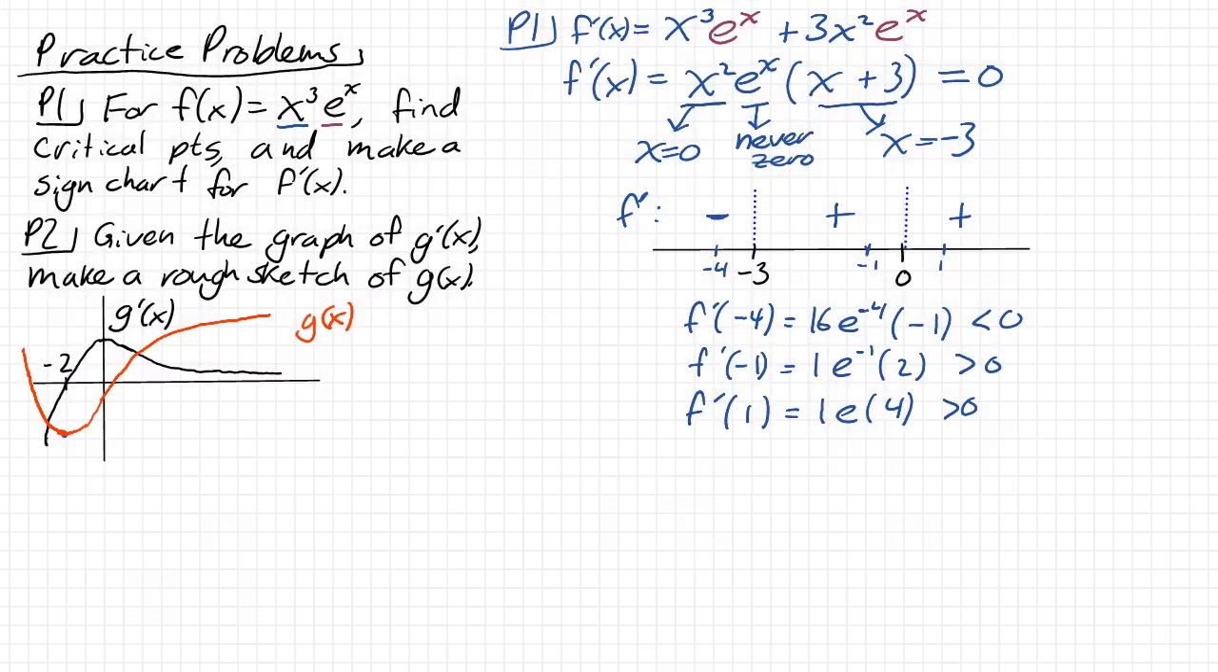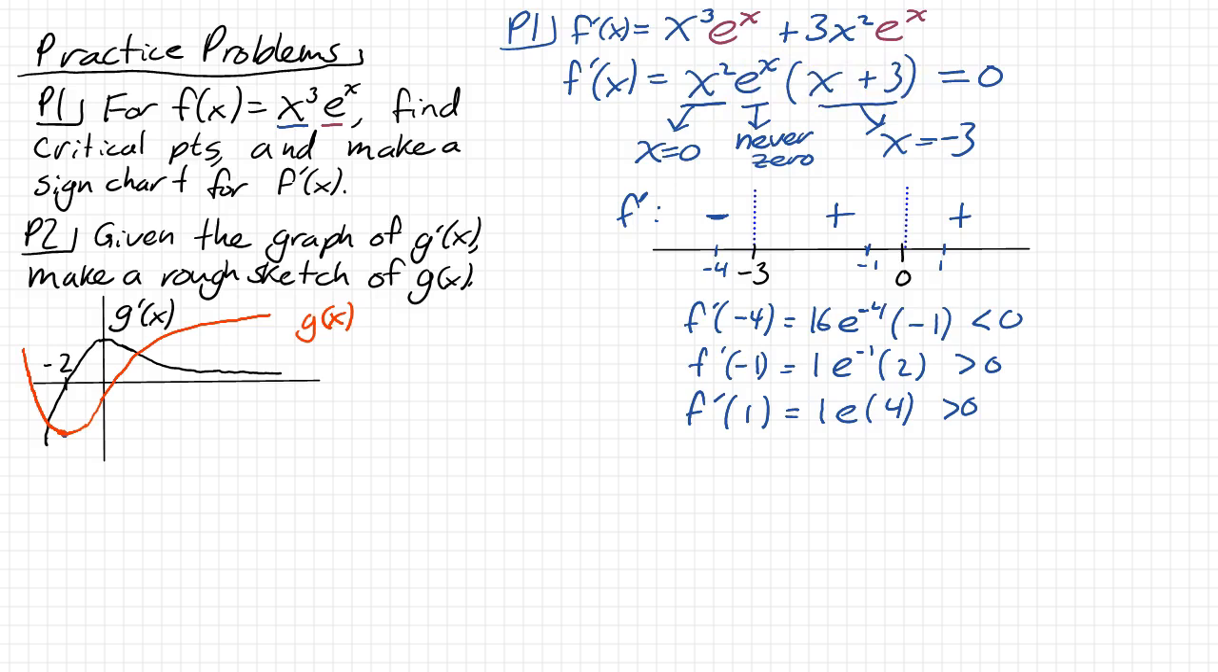Here are some answers to these. So problem number 1: first of all, here's the derivative. I used the product rule. You can pause it and check that if you got something else. Then setting that equal to 0, I first factored it. I factored out an x squared and an e to the x. That leaves you with x squared e to the x times x plus 3.